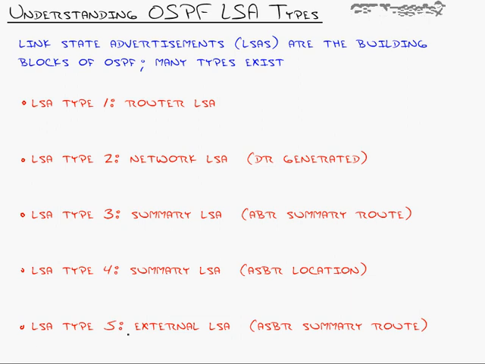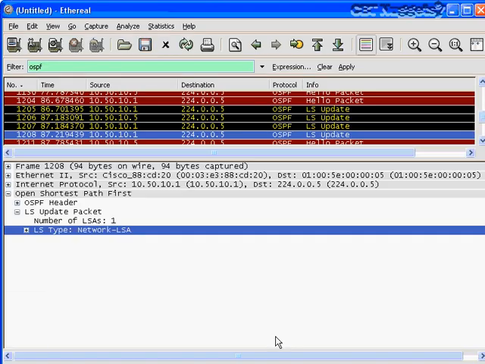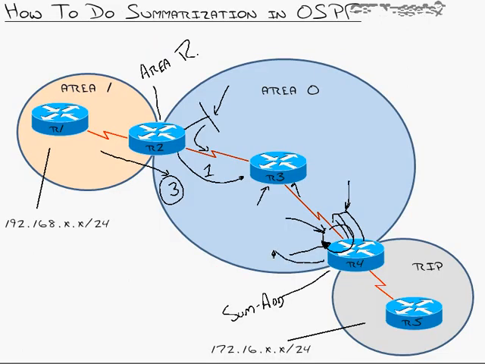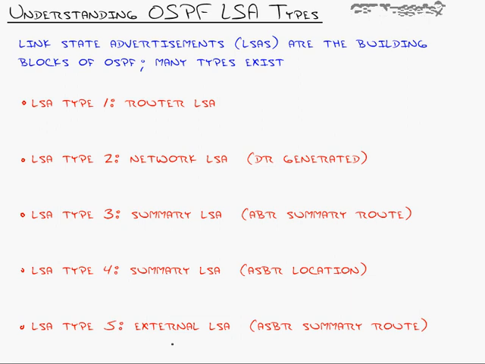Type 5 LSAs, that's the one that advertises the ASBR's routes. So any route that I send in from an ASBR, any routes that I send in from router 4 right here, will be considered type 5 LSAs. Again, if I were to grab those with a packet sniffer, I would see external LSA in the Ethereal output. So just about every single one of those 5 types of LSAs you will see in an average production network.